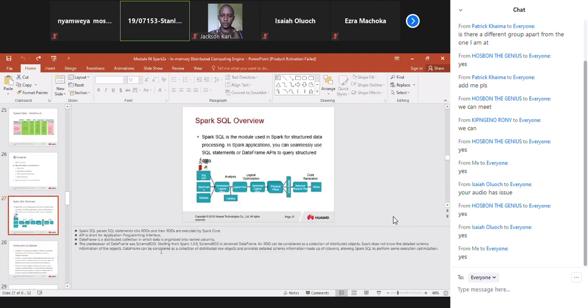Now let's see about Spark SQL, Spark Structured Query Language. Spark SQL is the module used in Spark for structured data processing. In a Spark application, you can seamlessly use SQL statements or data frame APIs to query structured data. So this is a module in Spark that is used for structured data processing by querying the structured data.